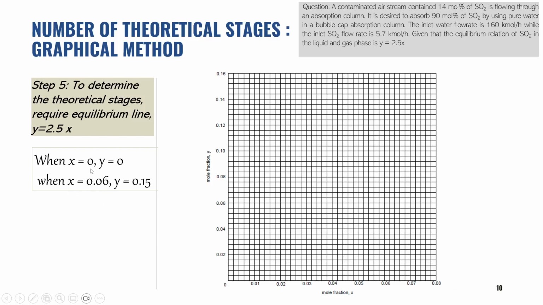Okay, so as we already decided, to plot the equilibrium line, we need coordinates. The first coordinate is x 0, y 0. So it's located here in this graph. The next coordinate is x 0.06, y 0.15. So it's located here. So we just connect these two dots to give us the equilibrium conditions.